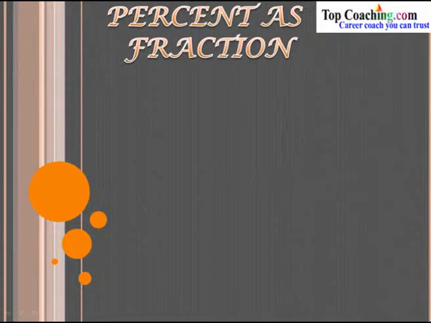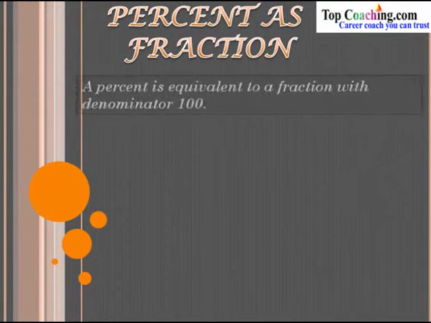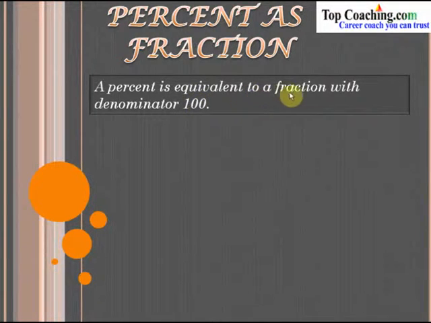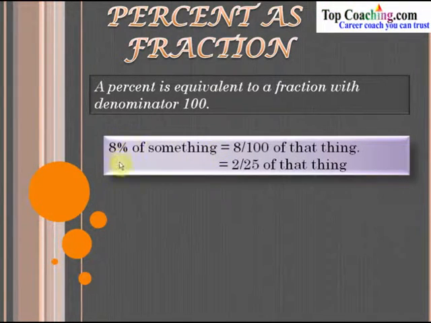Now, percent as a fraction. Let's try to understand how to express percent as a fraction. A percent is equivalent to a fraction with denominator 100. We've already seen that a percent is actually equal to a fraction with a denominator of 100. We always express the denominator as 100. So 8% of something would be equal to 8 by 100. Simply, this sign means 1 by 100. So 8 by 100 of that thing.